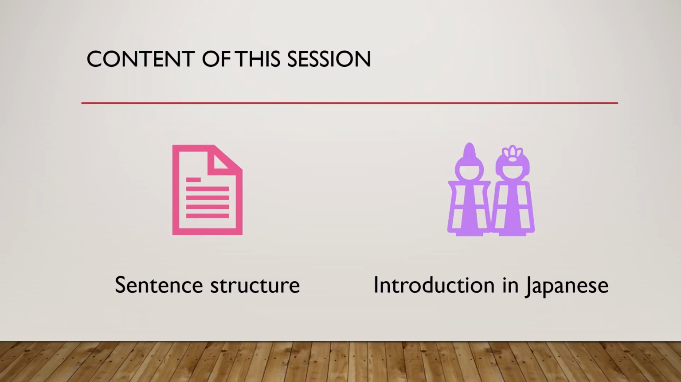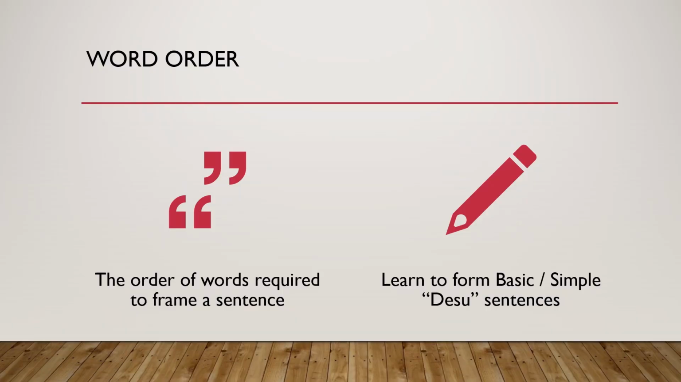The content of today's session is sentence structures and how to introduce yourself in Japanese. So moving to the first content, that is how to frame a sentence in Japanese. In that we learn two things. How is a Japanese sentence different from English sentences? The arrangement of the words in the sentence is what we shall compare. And the second thing that we'll be covering in the first content is we'll practice and learn some basic or simple sentences.